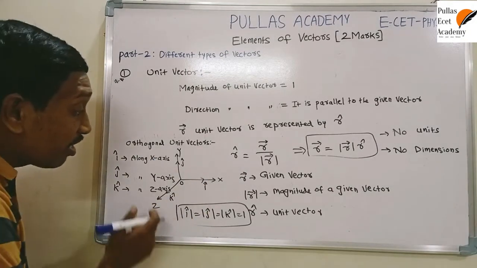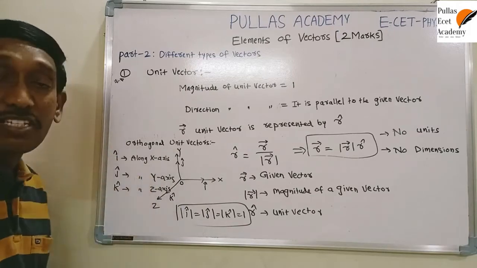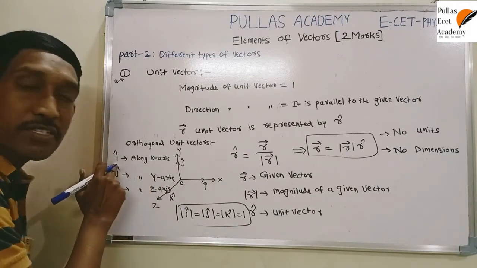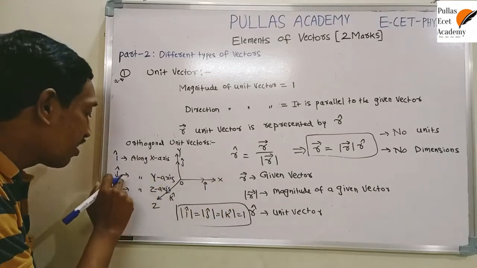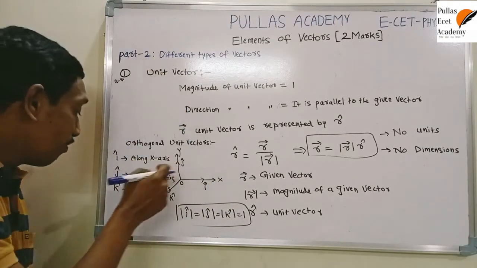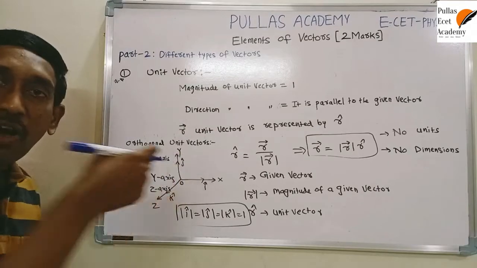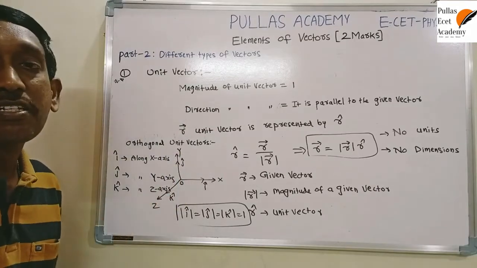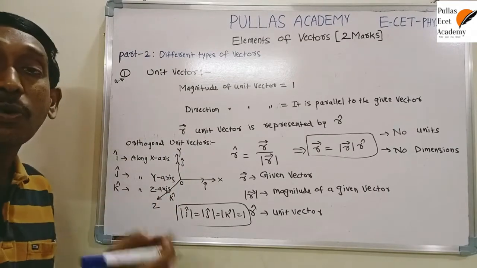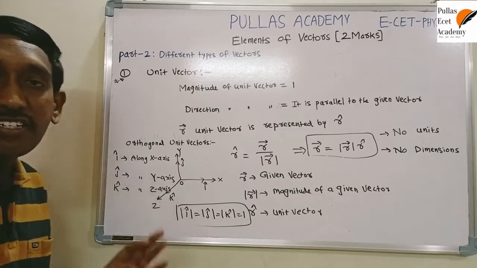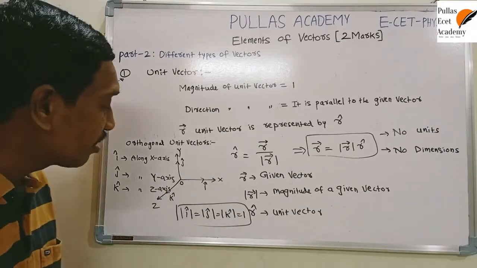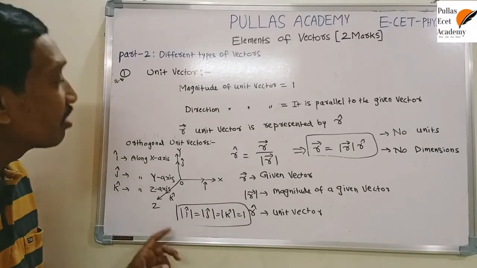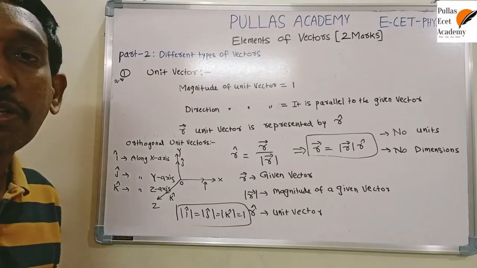So what is the difference here? The directions are different. i cap stands for the horizontal direction, whereas j cap stands for the vertical direction, whereas k cap stands along the z-axis. By these vectors we understood that the directions are different. These directions are all mutually perpendicular to each other, but the magnitudes are the same. That's the importance of orthogonal unit vectors.